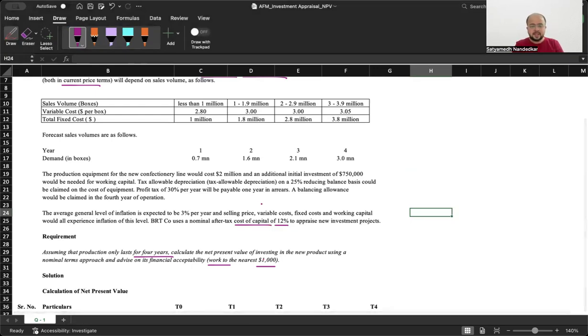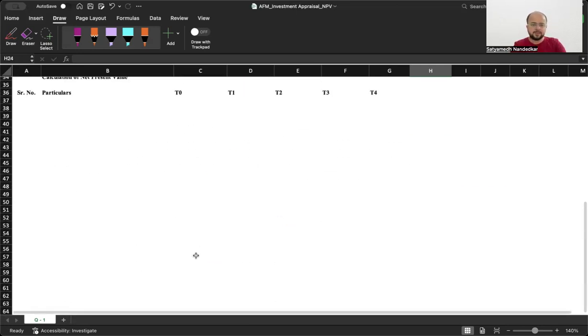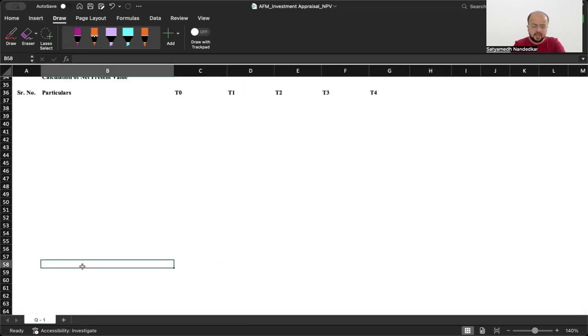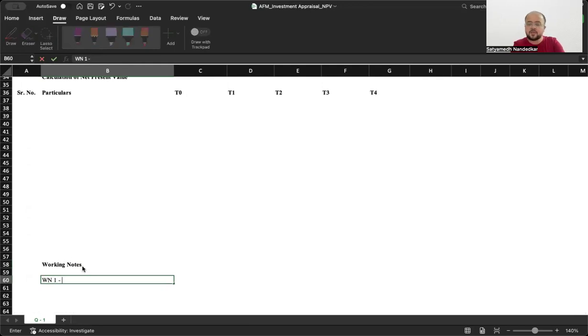Another point is, it is a 4 year time horizon that you are evaluating, years 1, 2, 3, and 4. And they have said one thing, that profit tax of 30% will be payable 1 year in arrears. So if you earn profit in year 1, tax will have to be paid in year 2. Let's leave this space blank. Let's start working on the ingredients of the final answer. Working note 1 is for what? Working note 1 is for sales.